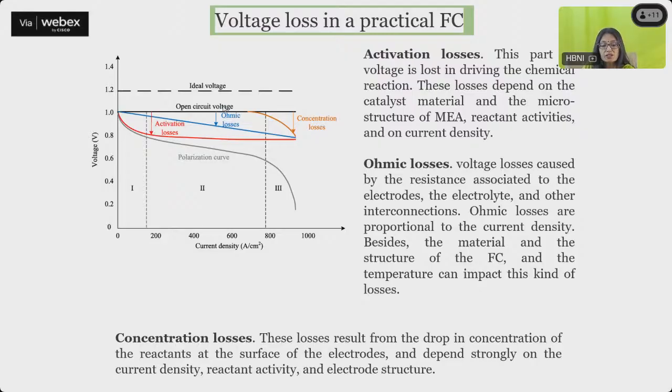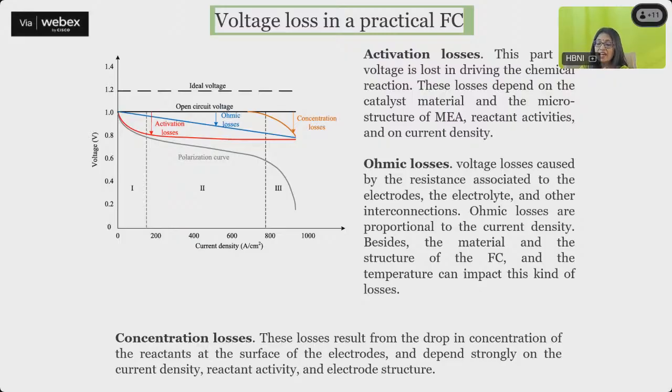Then you have something which is known as the ohmic loss. What is an ohmic loss? This is the voltage loss which is caused by the resistance associated with the electrodes, electrolyte, and other interconnections. So wherever there is any interface happening, there is going to be a resistance over there, and all these resistances combined together contribute to this ohmic loss. So this is proportional again to the current density.